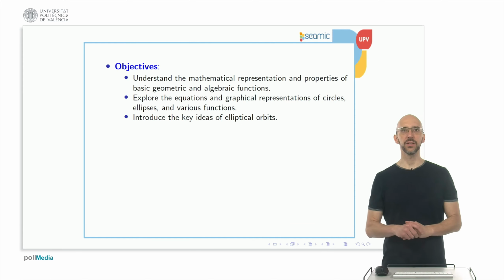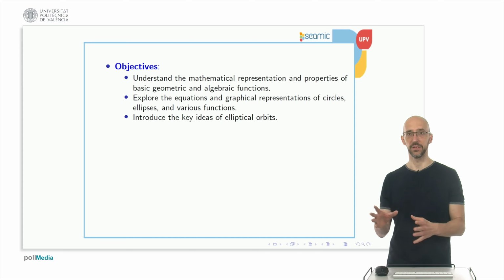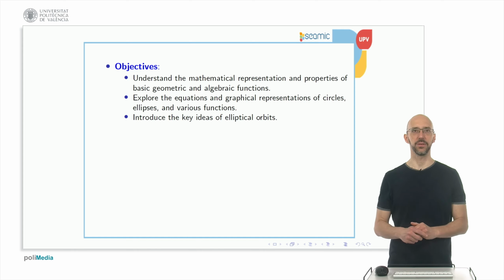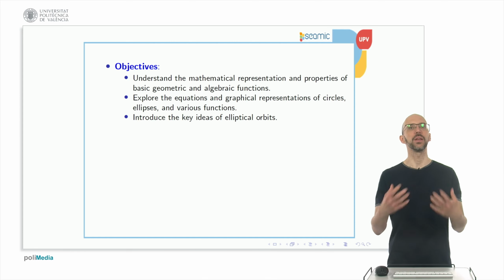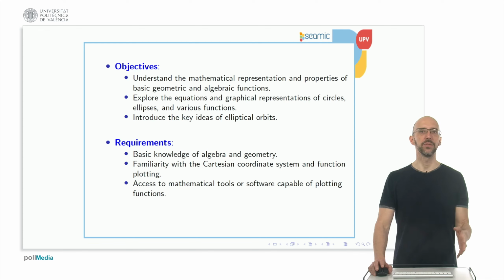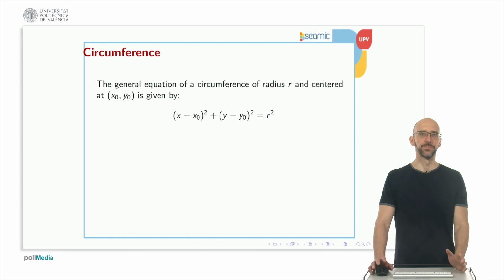So in this case, the objectives are to understand the mathematical representation and properties of some algebraic functions, implicit functions, okay? And we are going to talk about circumferences and ellipses, okay? And we will introduce the relation of these forms and shapes to elliptical orbits or circular orbits, okay? Requirements: a little bit of algebra, a little bit of geometry, and some mathematical tools. Not so much, I hope.